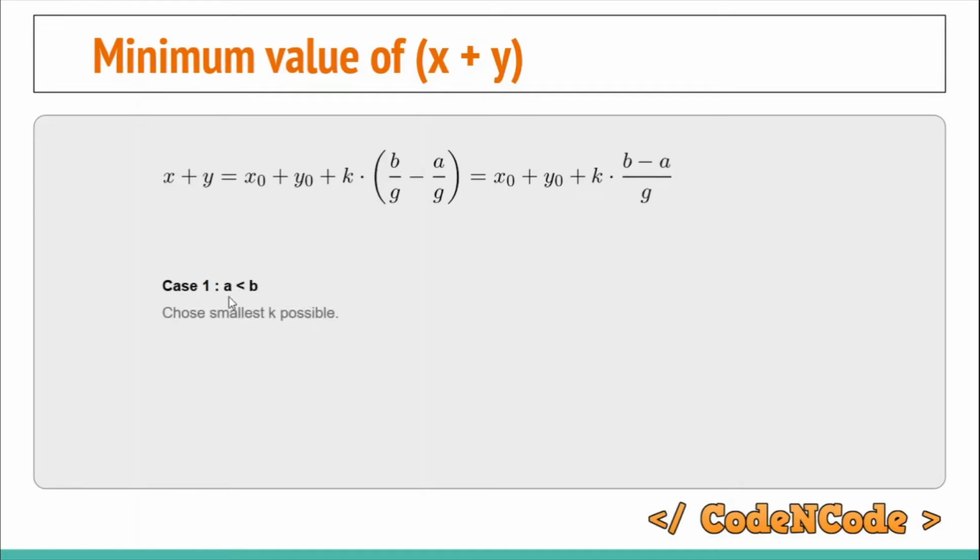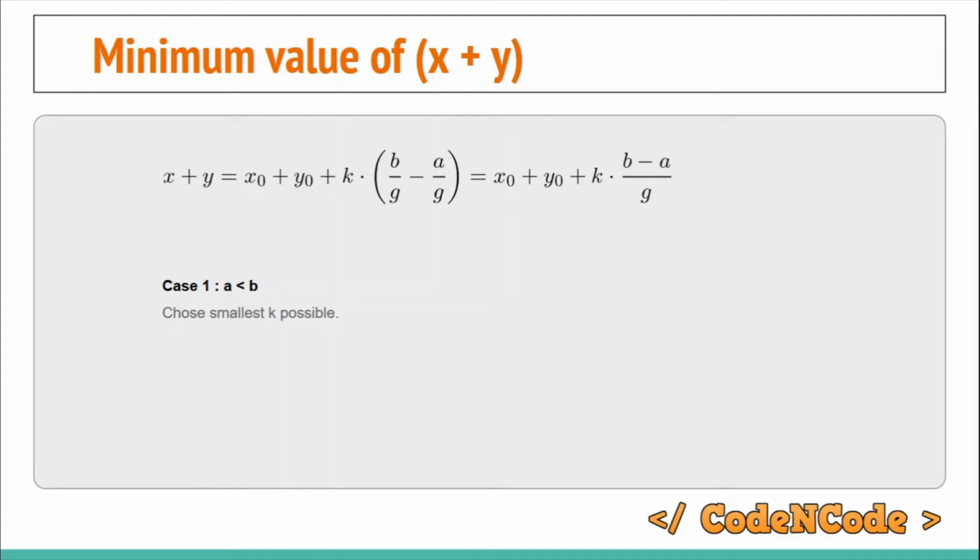First, if a is smaller than b. Now if a is smaller than b, then this whole term b minus a would come out to be positive. In that case, you need to choose the minimum possible k. Why am I saying minimum possible k? If you are not provided any range, the solution is going to be minus infinity, because (b minus a) by g is positive, right? Since a is smaller than b, it is of course going to be positive. You can choose k as minus infinity, and the minimum solution will come out to be minus infinity.